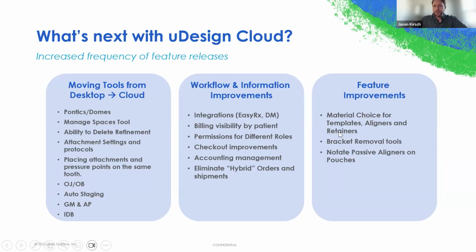And then a couple of additional changes we're adding. We're going to create a bracket removal tool that you can use in the cloud. Currently, that still works best in the desktop. And if you have passive aligners in your order, then we're going to notate those on the pouches as well to let you know. But lots of cool things coming.